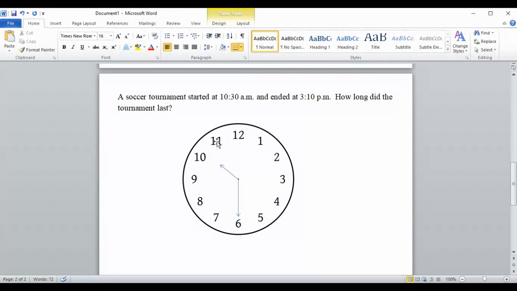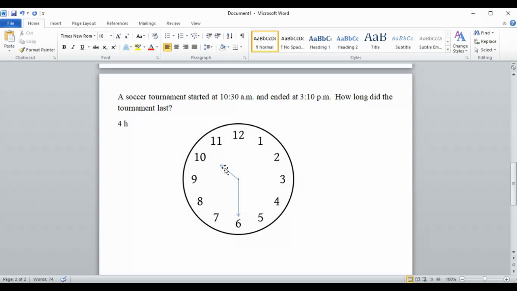So from 10:30 to 11:30 is 1 hour, 12:30 is 2 hours, 1:30 is 3 hours, 2:30 is 4 hours, 3:30 would be 5 hours, but that's too much because we did not go all the way up to 3:30. We just went to 3:10. So I'm going to write down 4 hours. And at 4 hours, we're at 2:30. So our minute hand, our long hand will be here.